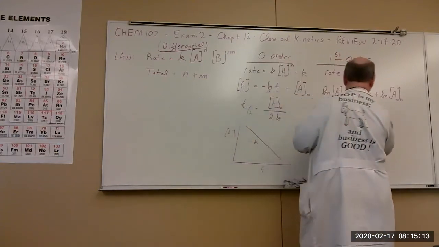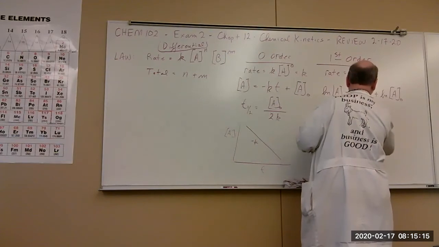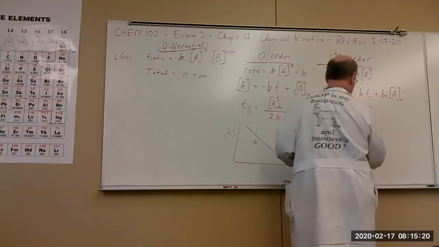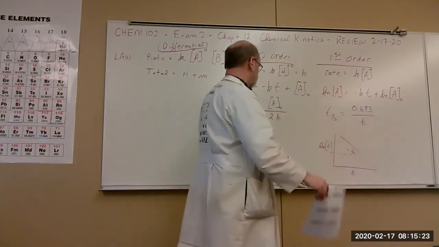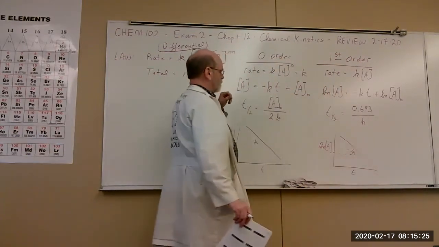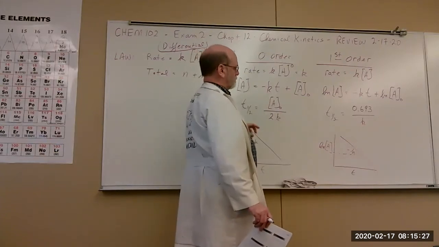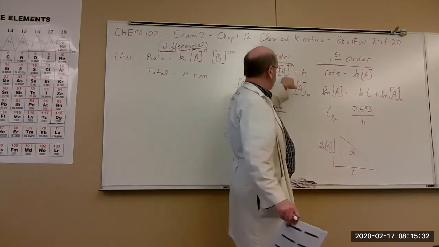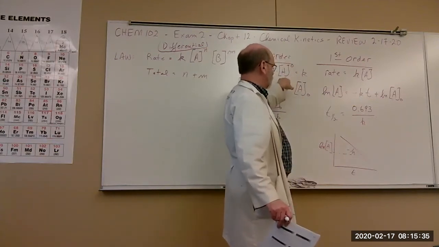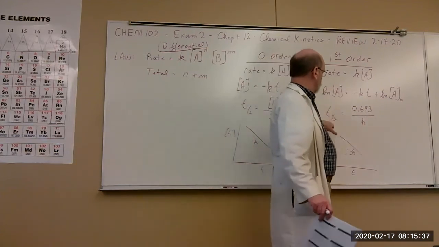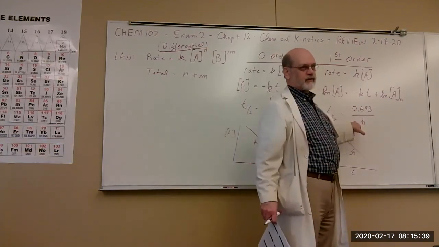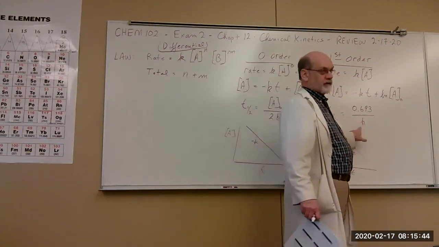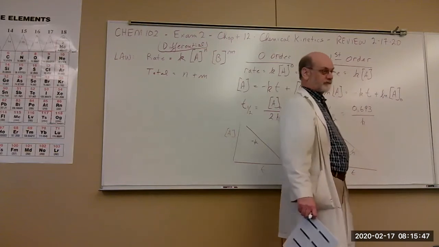This one is 0.693 over k. So in this case, it's kind of flipped. The rate law for zero order doesn't depend on concentration, whereas the half-life for the first order also doesn't depend on concentration. If you want to calculate the half-life, all you need is k for the first order reaction.